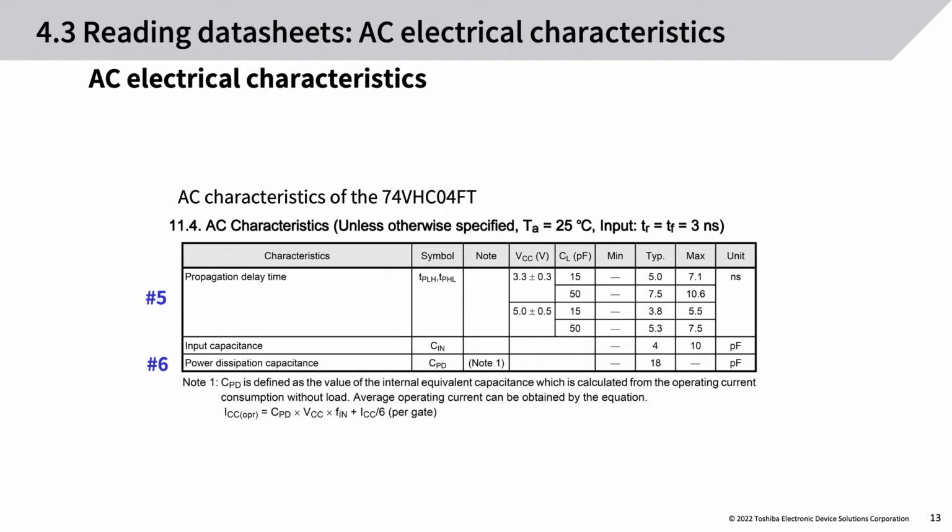Reading datasheets. AC electrical characteristics. AC characteristics of the 74VHC04FT. AC characteristics include propagation delay time, input capacitance, power dissipation capacitance, and so on.